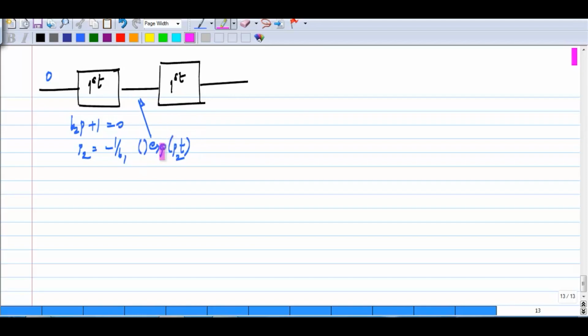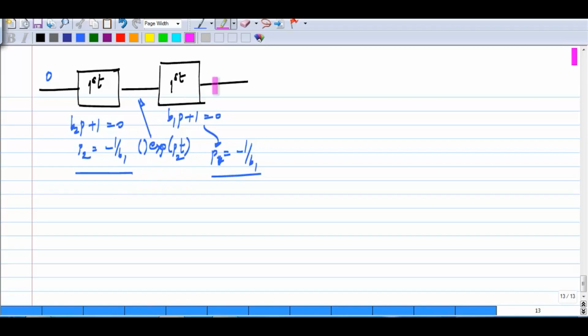Okay, the input to the second block is exponential p2 times t, and this has a characteristic equation b1p plus 1 equals 0, whose root is p1 equals minus 1 by b1. So the forced response of this consists of its natural response as well as the input exponential.